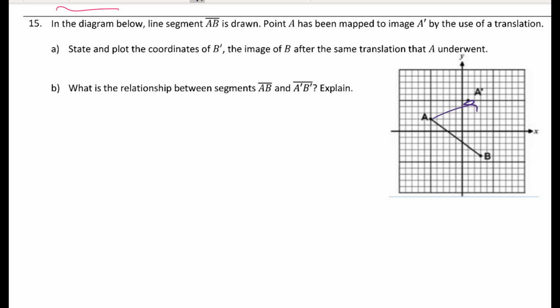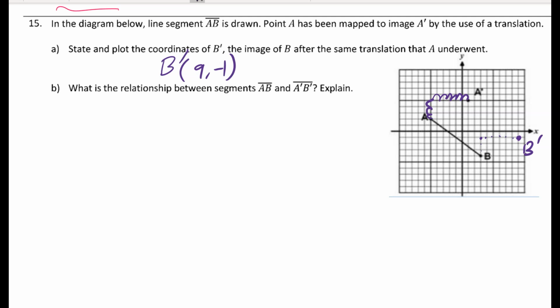So A went there, and you could just count the boxes and say, okay, I went up 1, 2, 3 up, and I went 1, 2, 3, 4, 5, 6 to the right. So for B, you can go 1, 2, 3 up, and then 1, 2, 3, 4, 5, 6 to the right. So it looks to me like the coordinates of B' are going to be 9, -1.